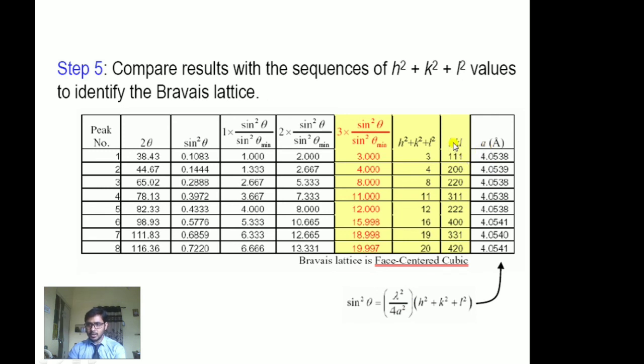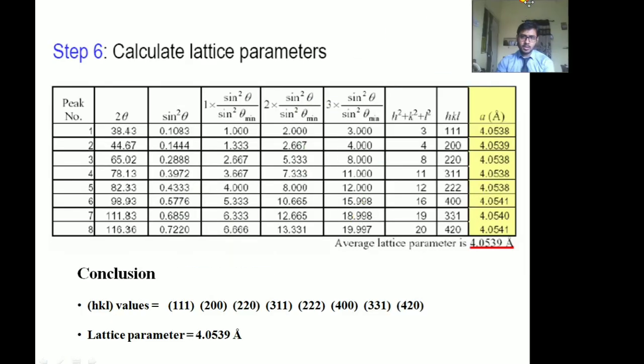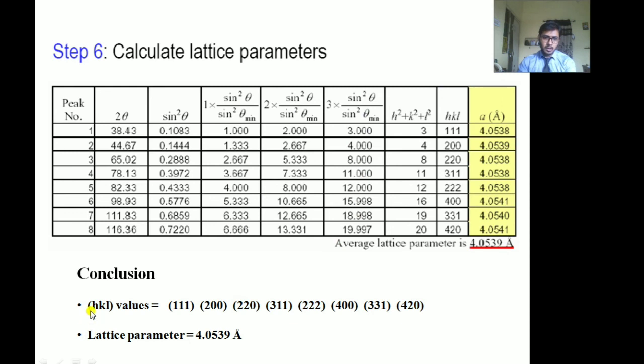Here it is clearly mentioned, the HKL values and the lattice parameter, so I get the conclusion. I find the HKL values: 1 1 1, 2 0 0, 2 2 0, 3 1 1. Also, if I average all the a values, I get the average lattice parameter of 4.0539 angstrom. It starts with 111, that means it starts with 3.